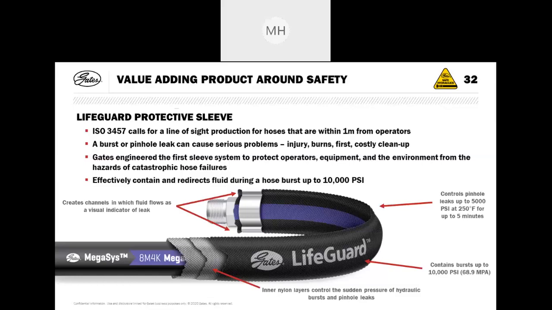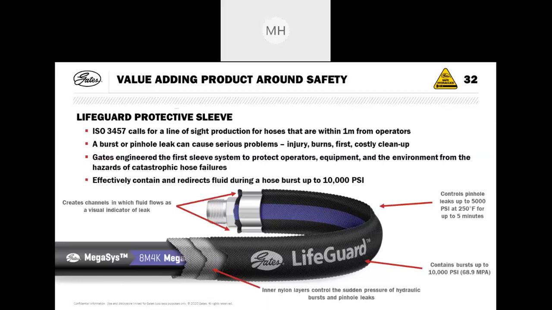And the worst thing is possibly if someone gets an oil injection injury and has to go to hospital for that. So Gates engineered the first sleeve system to protect operators, equipment and the environment from hazards of catastrophic hose failure. The lifeguard effectively contains and redirects fluids in a hose burst up to 10,000 psi. So it does this by going obviously over the hose and being clamped at both ends. The oil has a channel and a path to come out near the coupling. Lifeguard controls pinhole leaks up to 5,000 psi at 250 degrees Fahrenheit for up to 5 minutes. And it can contain bursts of up to 10,000 psi.